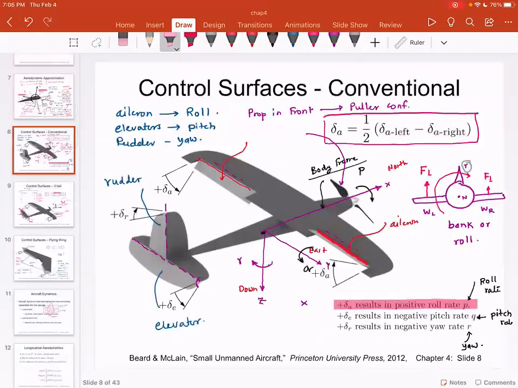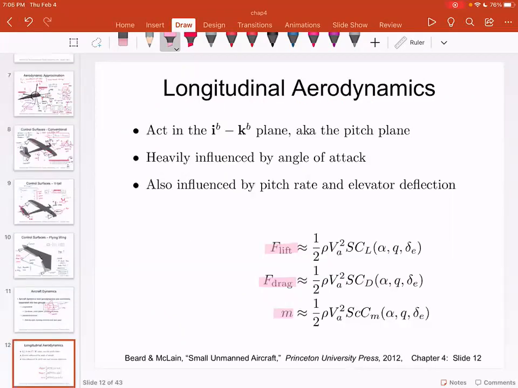Once again, we are going to study the aerodynamics for the conventional airplane. So please understand that we have a separate control surface as elevator, a separate control surface as aileron, and a separate control surface as rudder. When you look at the effect, you have something called the dynamic pressure. This is the pressure quantity, this is the area, and this is the coefficient of lift. This coefficient of lift is dependent on three parameters. AOA is angle of attack, Q is the pitch rate, and delta E is the elevator deflection.